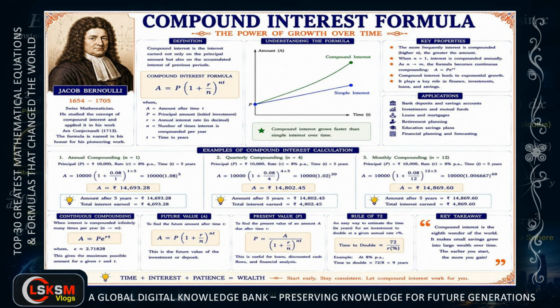Sixteen. Compound interest formula. Person: Jacob Bernoulli, 1654 to 1705. The compound interest formula calculates the growth of investments by earning interest on both the principal and accumulated interest over time.